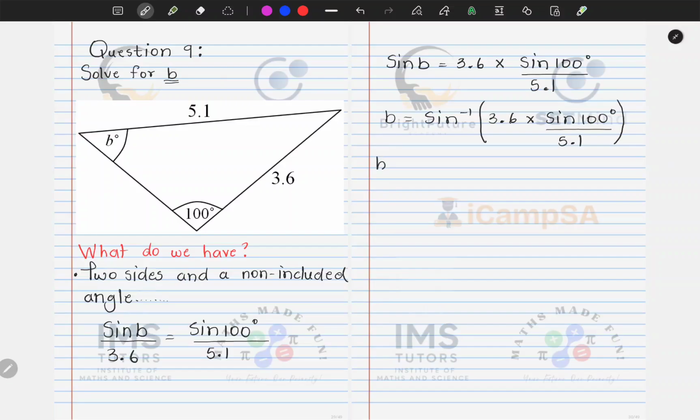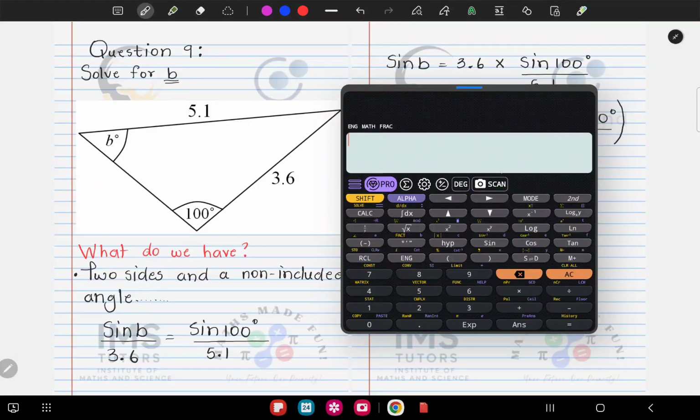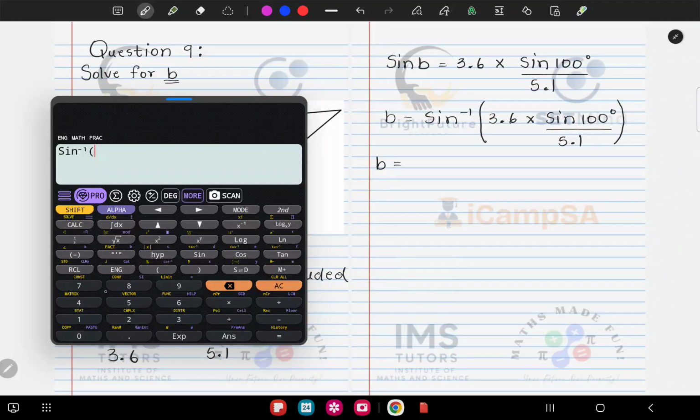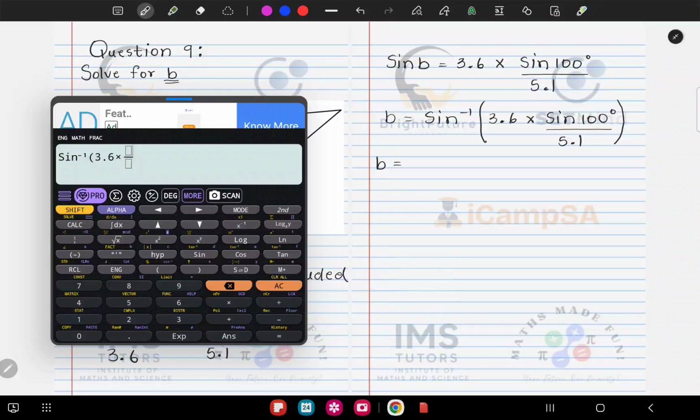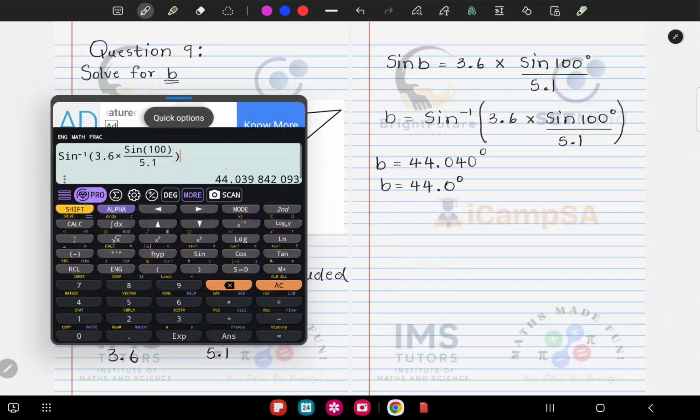So we can now go ahead and quickly punch in the B on our calculator and be done. So let's see what we obtain. So the inverse of sine, and what we have is 3.6 multiplied by sine of 100, and this is divided by 5.1. So if you observe carefully, the angle which we get is 44.0 something, let's leave it at 3 decimal places. It will be 44.040, and this is in degrees. So if I just choose to write it in 1 decimal place, it will just be 44.0 degrees. Okay. I hope that does make sense.